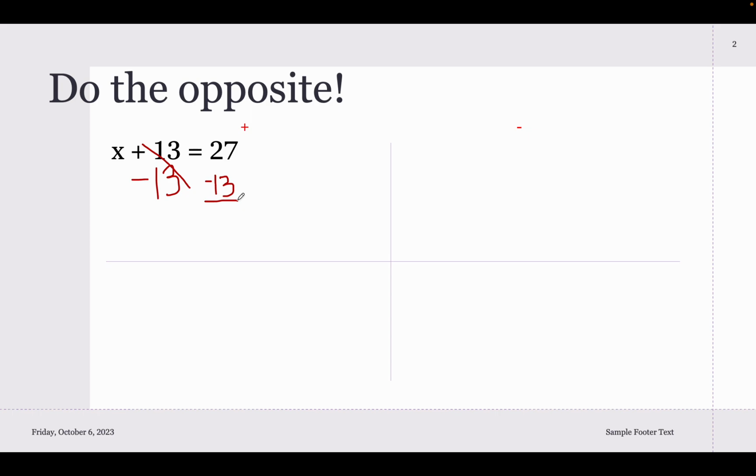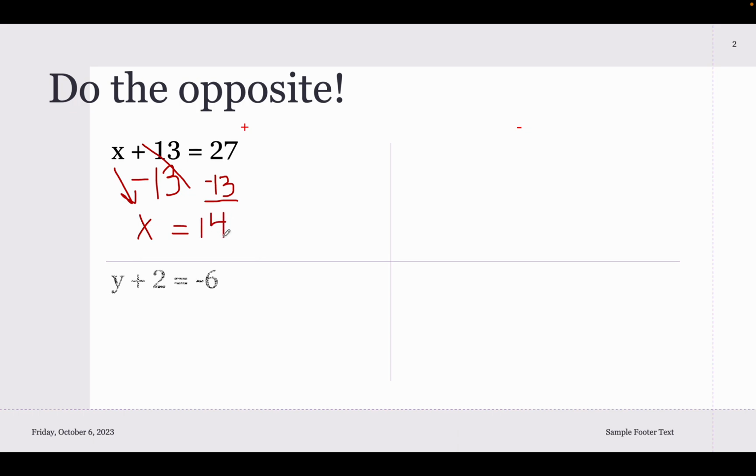I plop in the numbers 27 minus 13. That equals 14. And then I know that x, when I bring down that x, it equals 14.